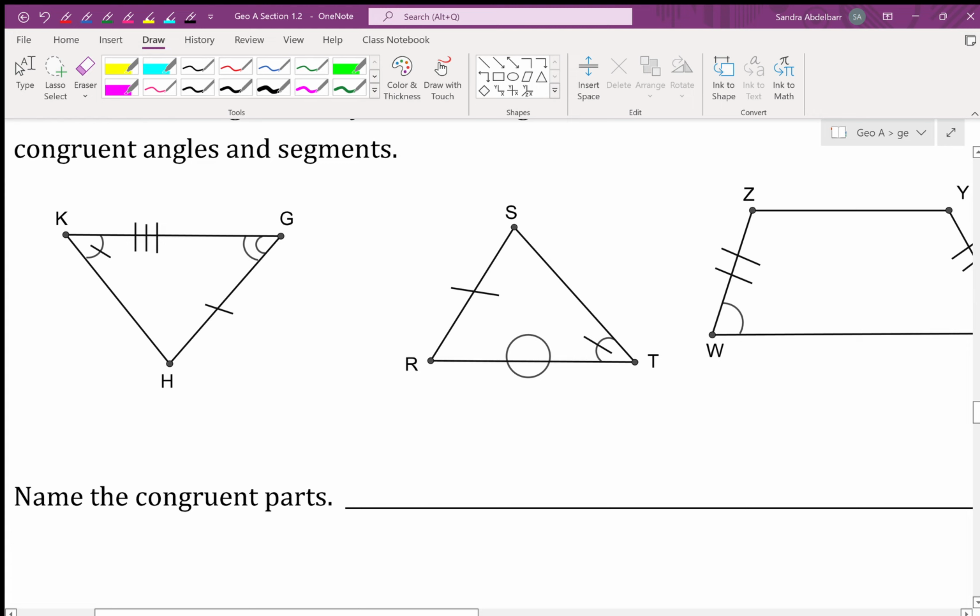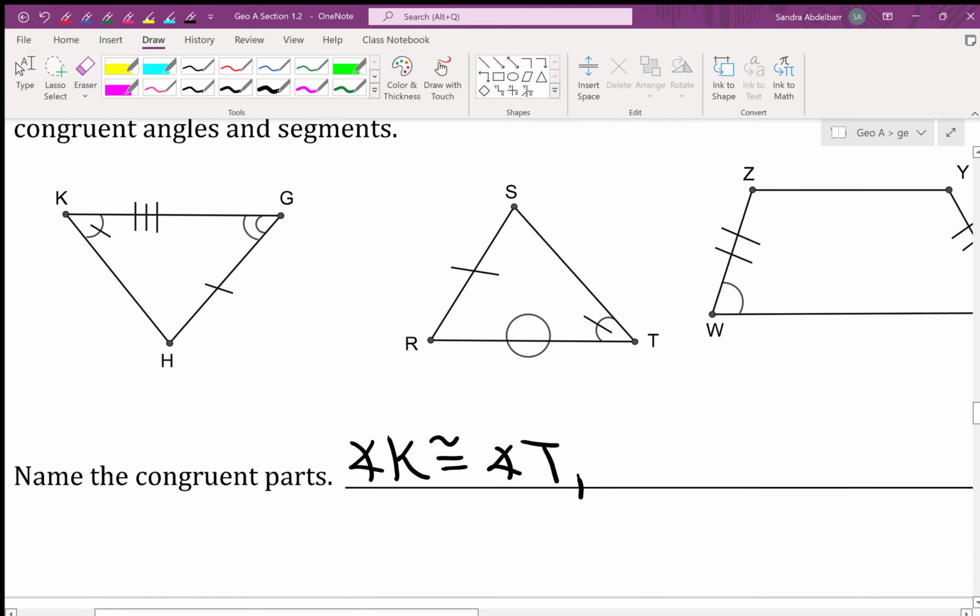So let me show you. Do you see how in these 2 triangles, my angle K has a loop with a slash through it, and my angle T has a loop with a slash through it? They have the same tick mark. That's what it's called, same tick mark. Because they have the same tick mark, that's how we show that they're congruent. So that means we can say angle K is congruent to angle T. And that's how we would write it, angle K congruent to angle T.